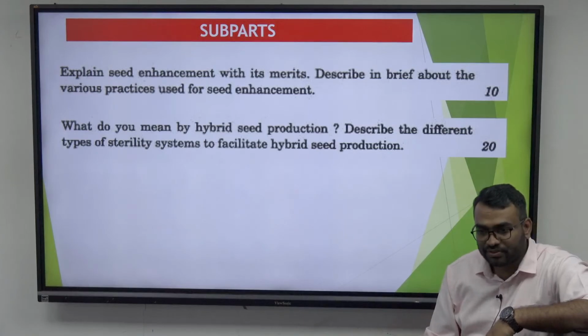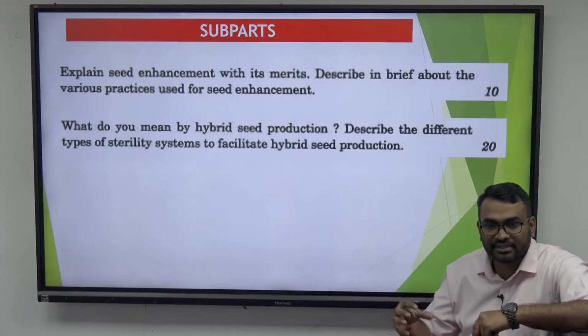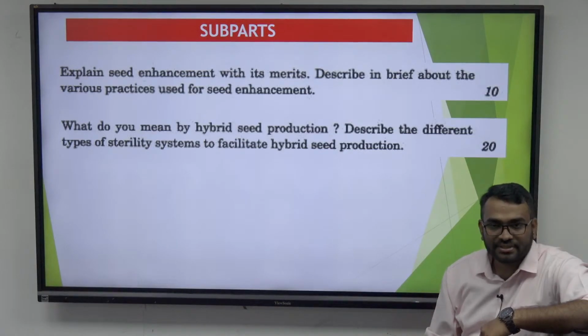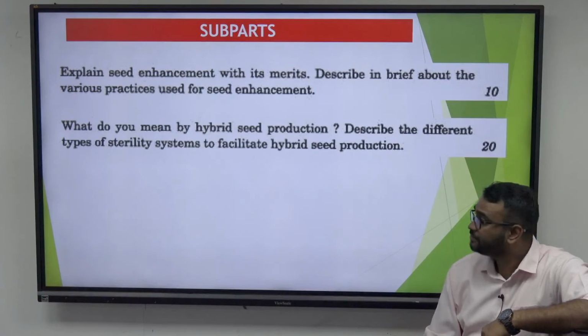Most of the time, what students will do is try to dump everything they know into the answer. For 10 markers, obviously 2 pages will be there, then they will compensate on the aesthetics, the looks of the answer. So that should not be done, right?